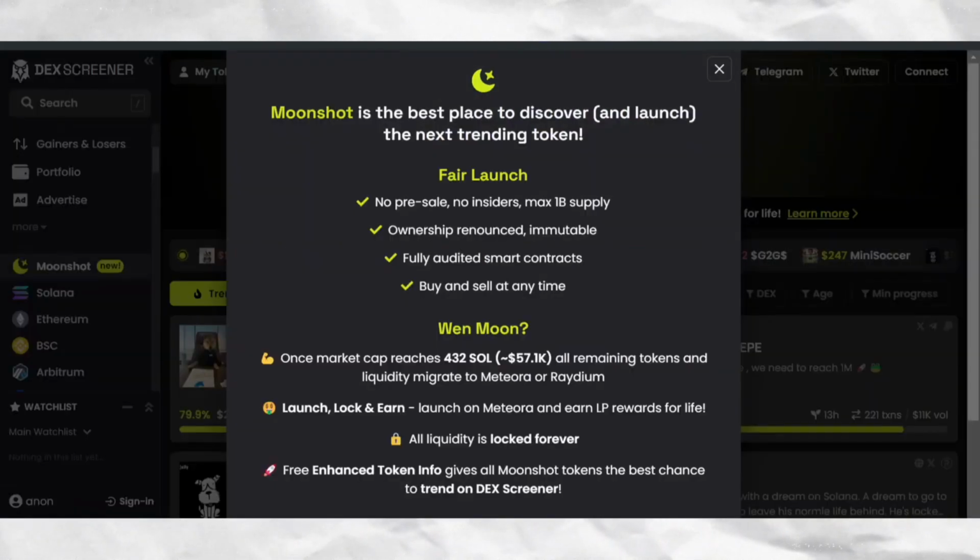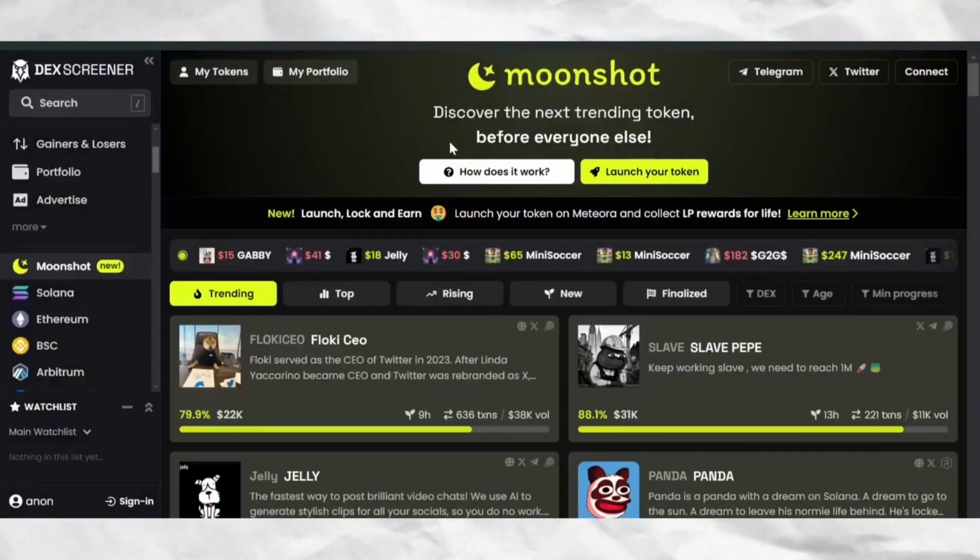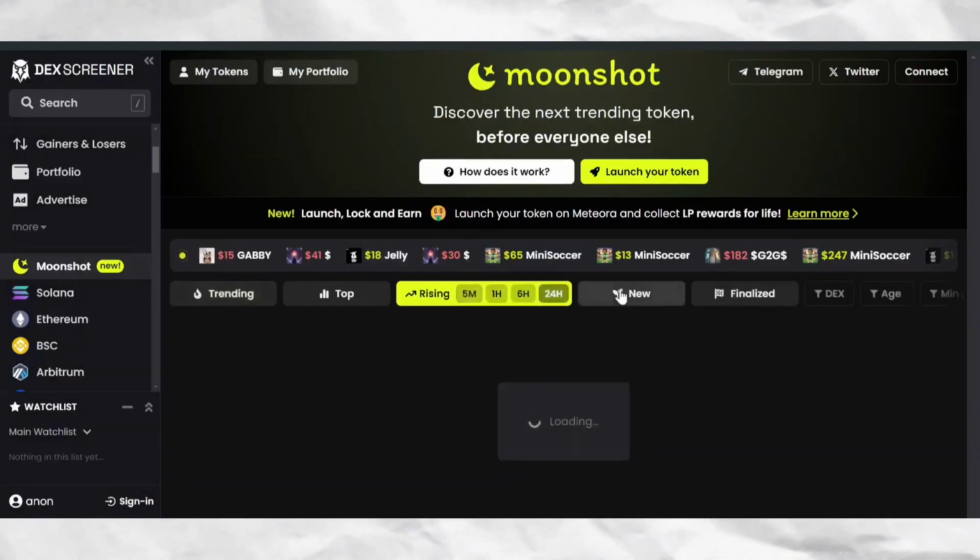So, in essence, what occurs here is that you need to create a coin and proceed to launch it. Okay? Pre-sale, there will be no insider, nothing like this. There will be 1 billion maximum supply. Okay? And it will raise funds here till 57.1k. After that, it will be transferred either to Meteora or Raydium. Alright? So, let's take a look now at how the newest cryptocurrencies, which have been launched on the Moonshot and the Solana blockchain, are performing.